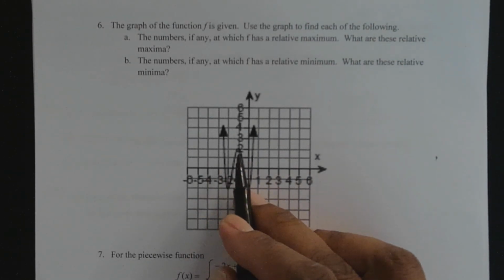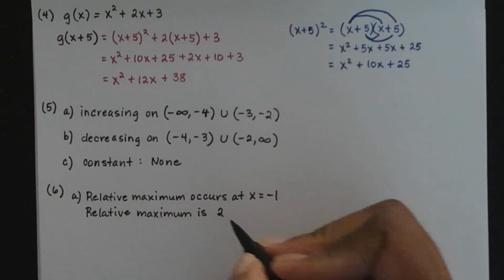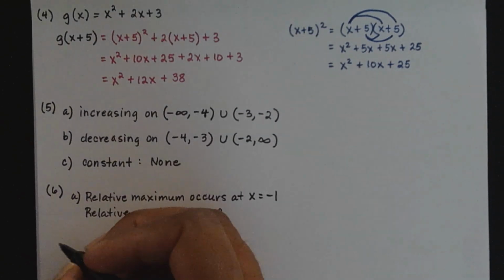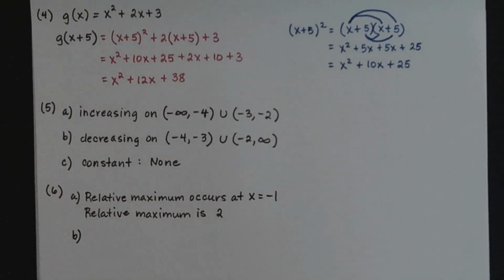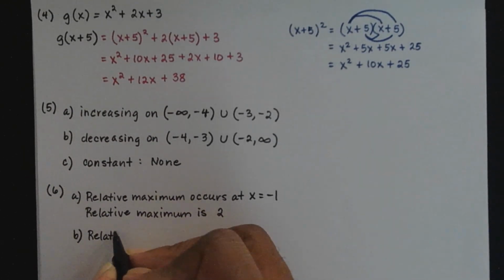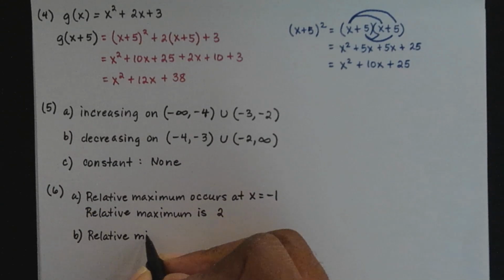Now let's find out what that relative maximum is. That's going to be the y value. So what's the y value for this highest point on that graph? 2. So your relative maximum is 2. Keep in mind your relative maximum and minimum will always be the y value. Where it occurs will be the x value. And in this case, x equals negative 1. Now part B is the relative minimum.